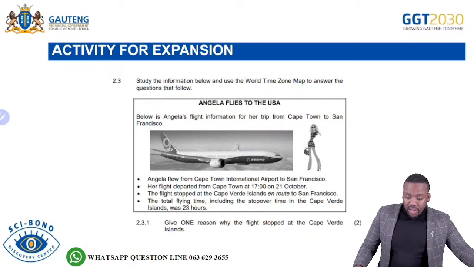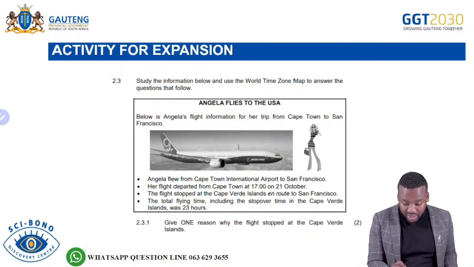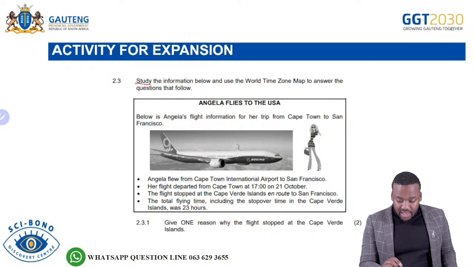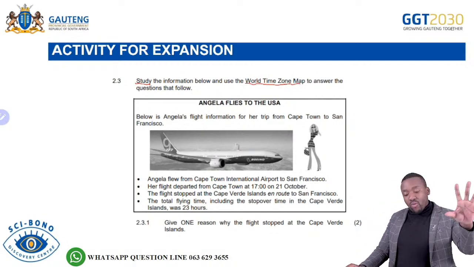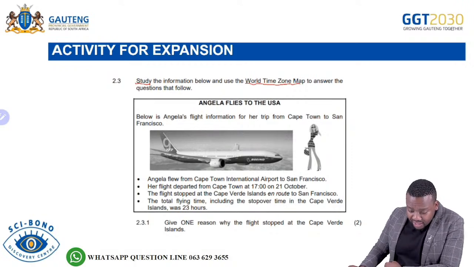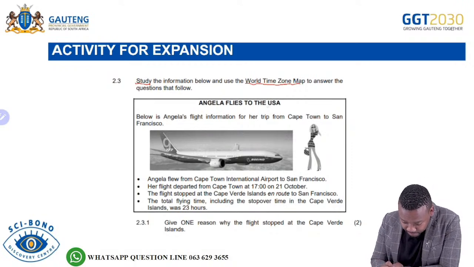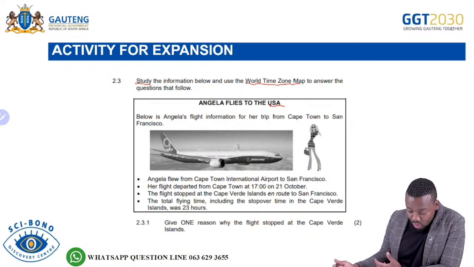They are saying here, study the information below. See, study is a verb, doing well. So it's very important that you read. Study the information below and use the world time zone map to answer the questions that follow. So you'll be given particular cases. Let's check this one. Angela flies to the USA, right? Oh, okay. This person is flying to the USA. Where's she from?